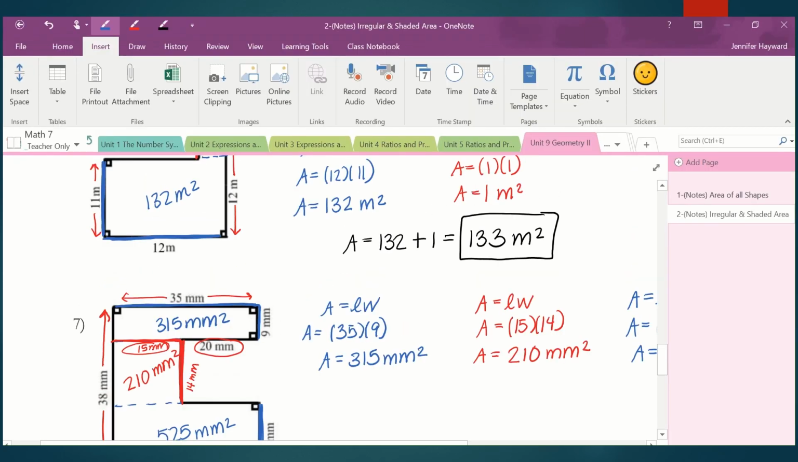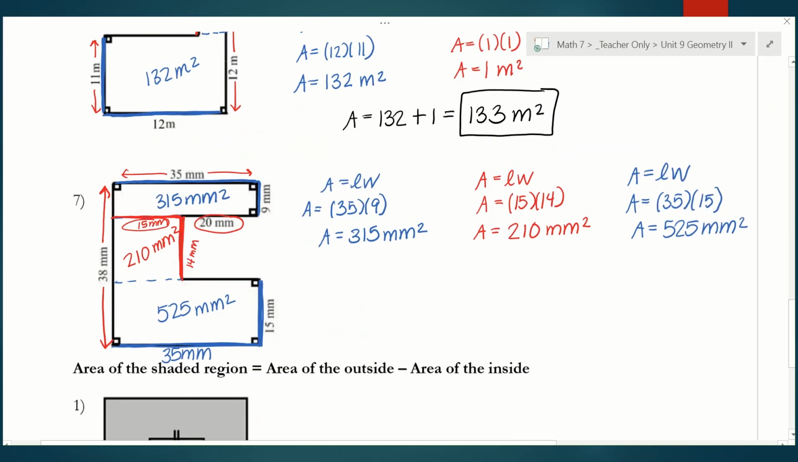Okay, so we are going to add those 3 areas together. 315 plus 210 plus 525 to get a total area of 1,050 millimeters squared.